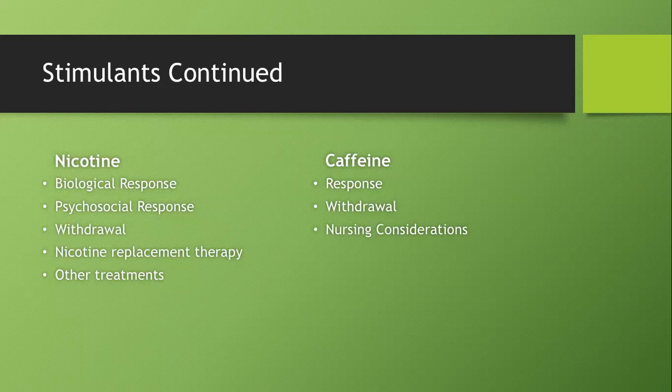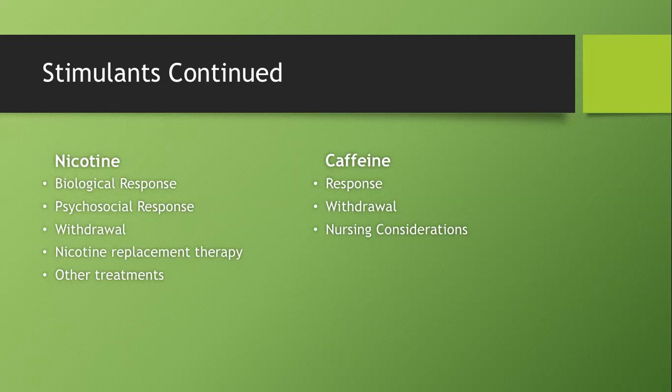Withdrawal symptoms can be mood changes, cravings, anxiety, irritability, and depression. They can also develop difficulty concentrating, sleep disturbances, headaches, gastric distress, and increased appetite. When we're treating a patient that has nicotine abuse in the hospital, we can use nicotine replacement therapy. So this is giving them nicotine in forms that are less harmful than smoking or chewing, and it's smaller amounts so it can help them safely withdraw from the substances.